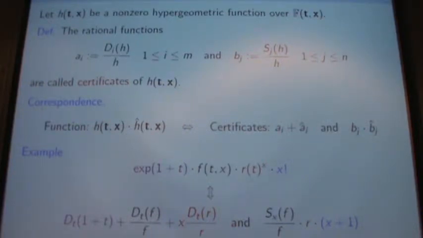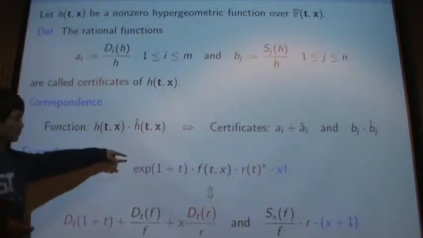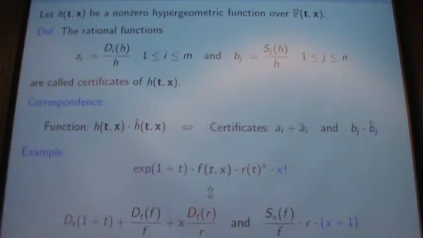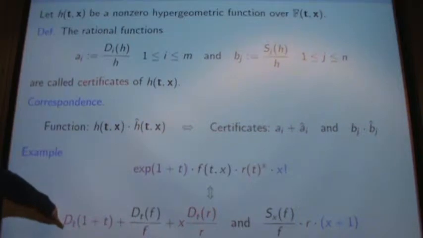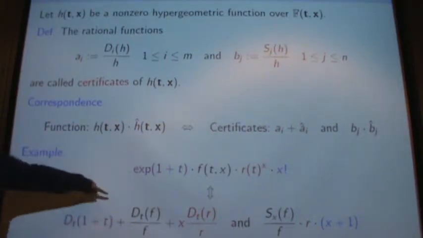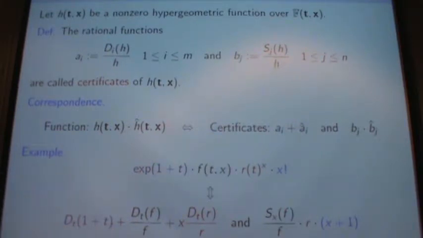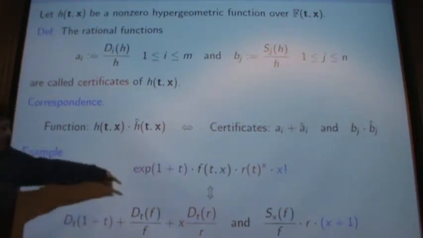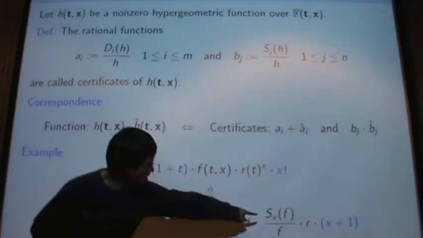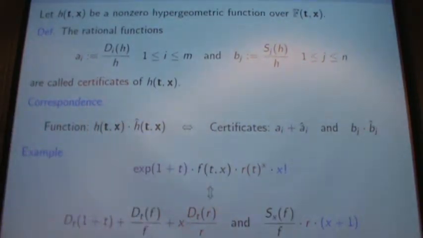And for example, if you have this product, then you can calculate the certificate of this function. So this corresponds to here. Usually with respect to the continuous variable it is additive, and with the discrete variable it is multiplicative. So here corresponds to here, and the black one corresponds to here. So you can see this is a one-to-one correspondence between the function and its certificate. So you can easily calculate the certificate of a hypergeometric function by this correspondence.